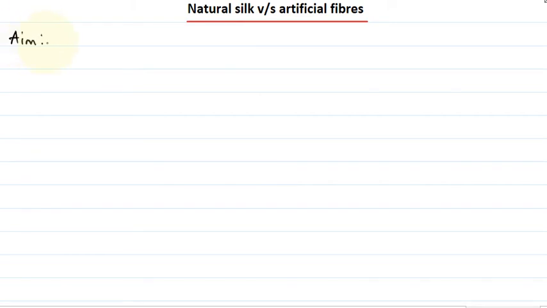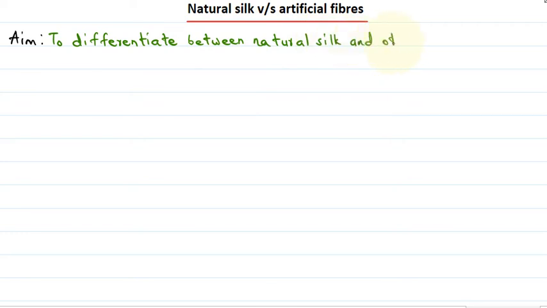So the aim of the experiment would be to differentiate between natural silk and other artificial fibers. Okay, so this is the aim of the experiment. Now let's see what is the principle behind the experiment.